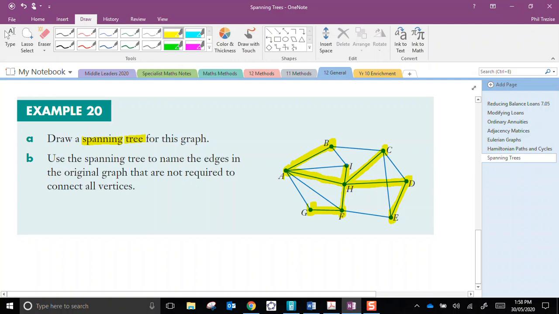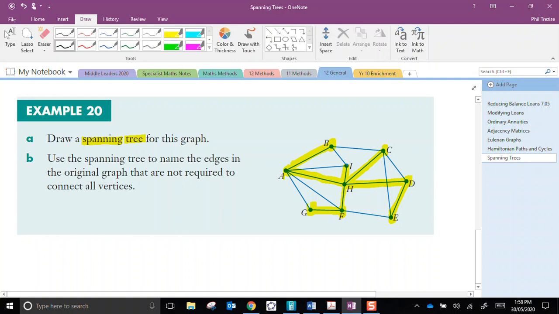The highlighted arcs are a tree because there are no loops, there are no cycles, and there are no multiple edges. The highlighted arcs include every vertex of the original network. So the ones I have highlighted are a spanning tree. Now it's not the only possible solution, I should say that. There are other solutions that would also be a spanning tree.